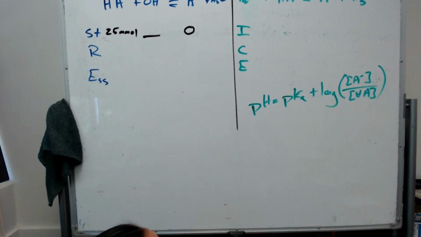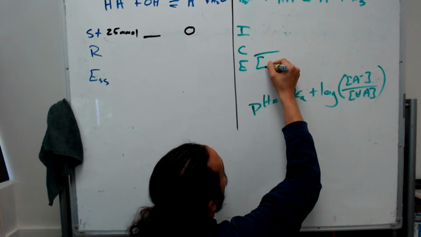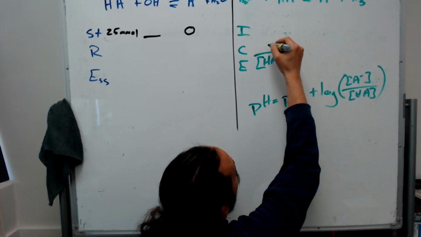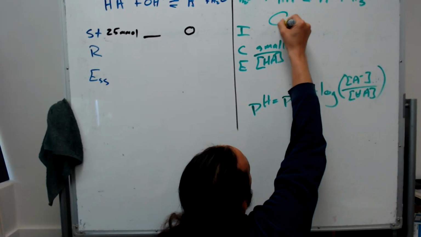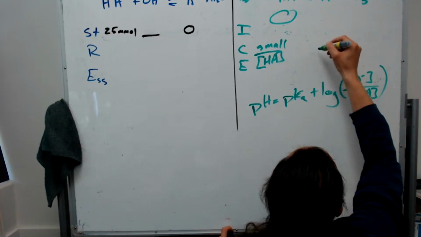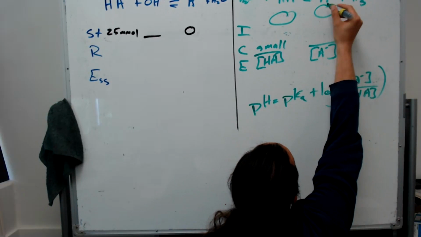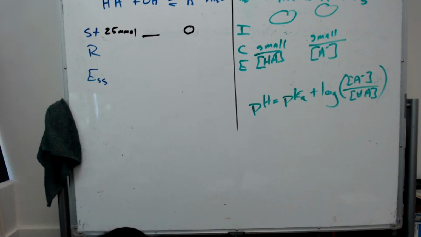Right? We're going to be able to skip the entire ICE table by using the Henderson-Hasselbalch, recognizing x is small. So my initial HA is the same as my equilibrium HA. My equilibrium A minus is the same as my initial A minus because x is small. This is one of the tricks that we've used. So that way I can skip the ICE table and just jump straight to Henderson-Hasselbalch.